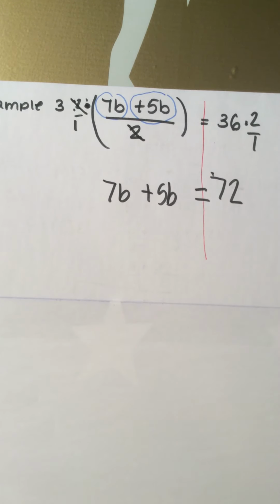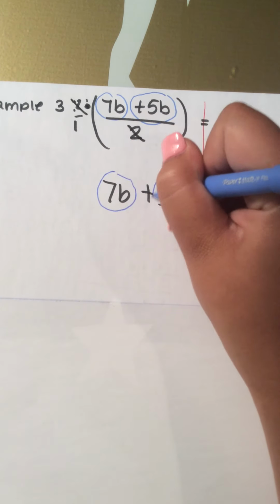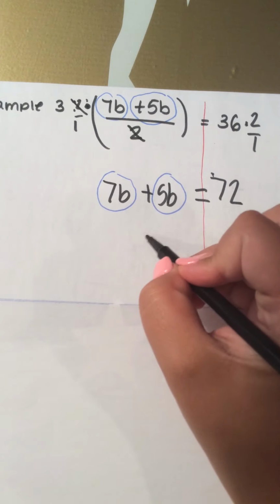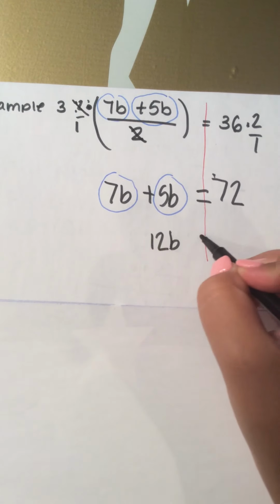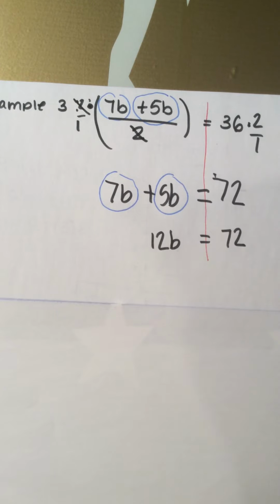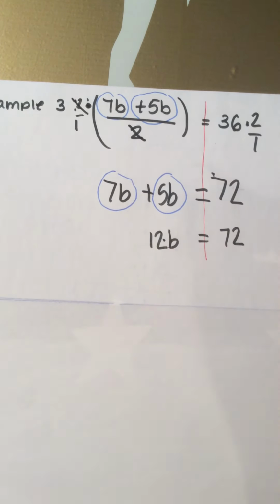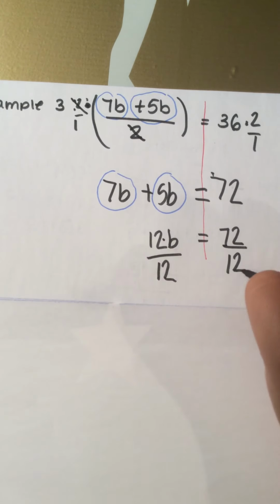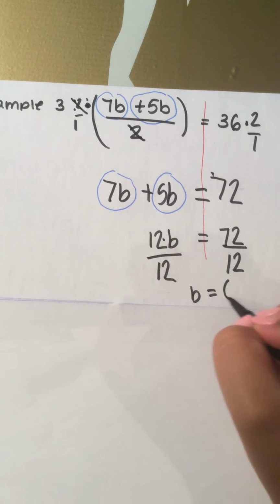Anything over 1 is itself. Okay, and now I'm going to circle these just to draw attention to them. But now, on my left-hand side, all I have is 5b plus 7b, or 7b plus 5b. So I'm just going to add those, because they both have b's. So I'm going to have 12b equals 72. Okay, we've seen this time and time again. The 12 and the b are being multiplied. To undo multiplication is division. I'm going to divide by 12, divide by 12, b equals 6.